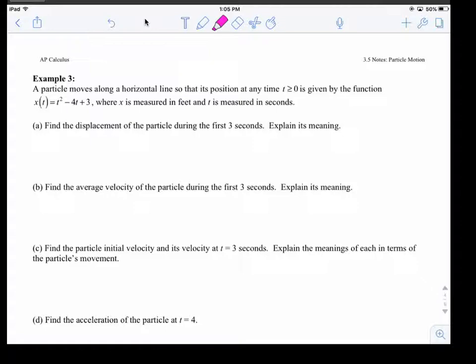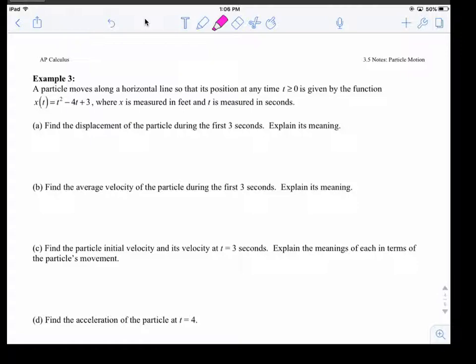All right, so number 3, do you have a particle moving? Not memorize it, but you need to know how to apply it.